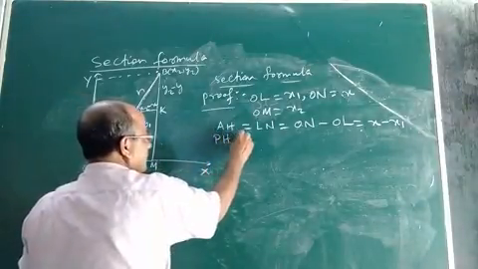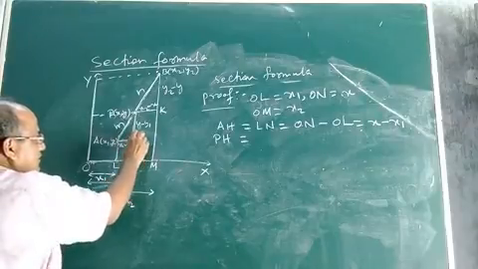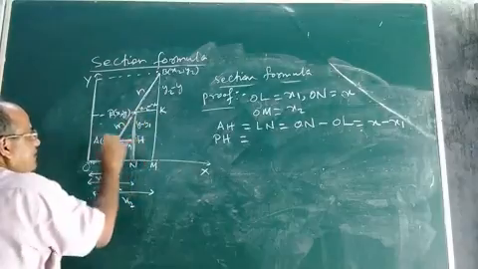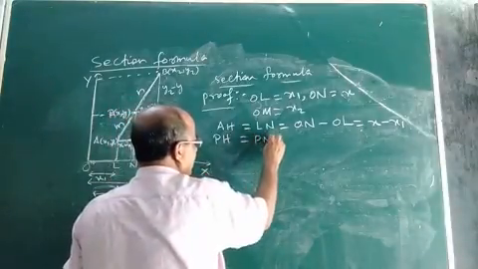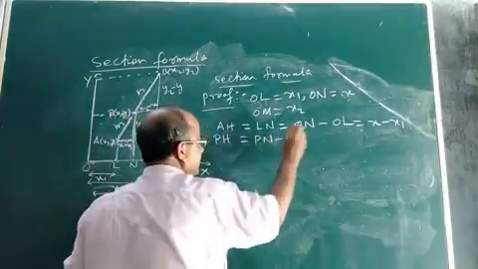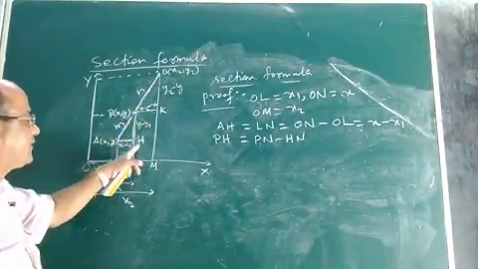What will be the length of PH? Look at PH, how can we find it? PH can be found by Pn minus Hn, from the figure. Pn minus Hn. What will be the length of Hn?